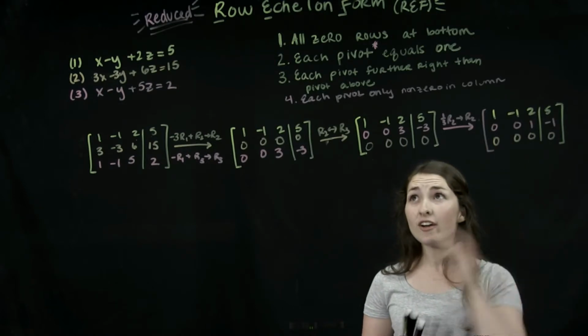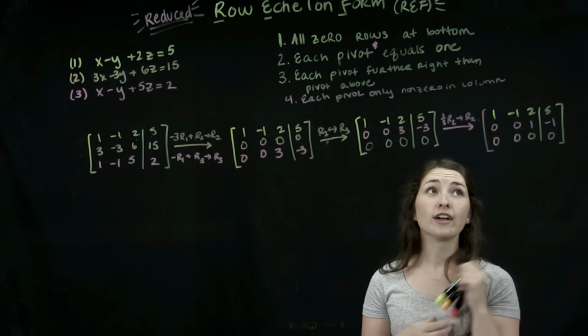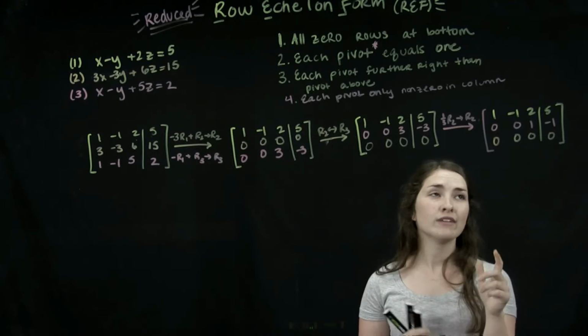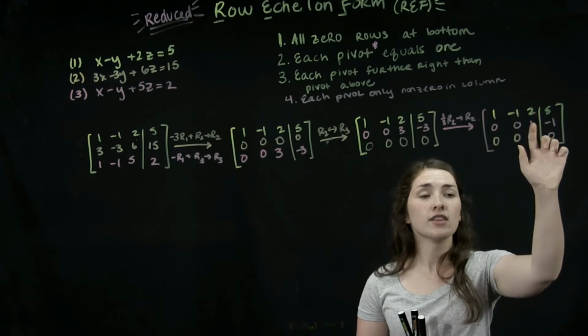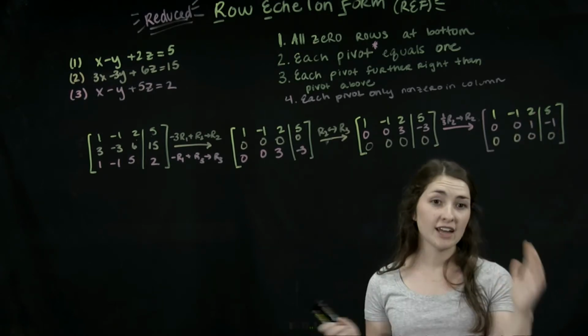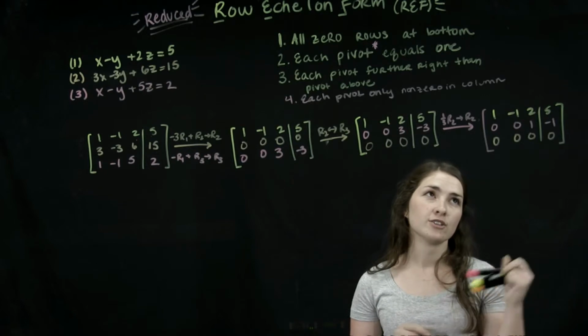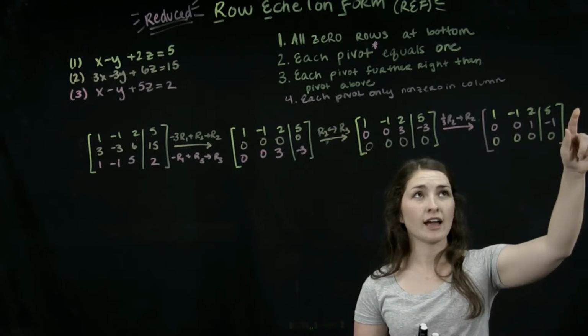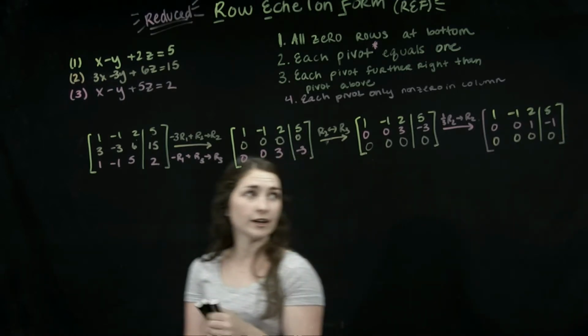Is this an REF yet? Yes, it's an REF, but is it an RREF? Nope. So all we have to do still is make sure that this pivot variable is the only non-zero term in its column. So how we can do that is we can multiply row 2 by -2 and add it to row 1. So let's do that on over here.